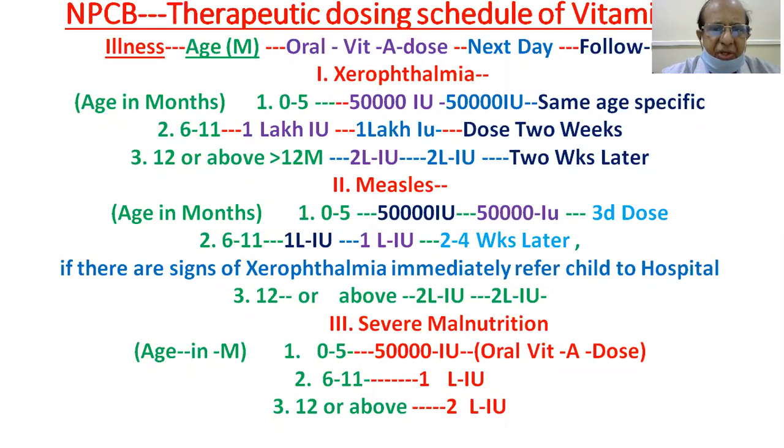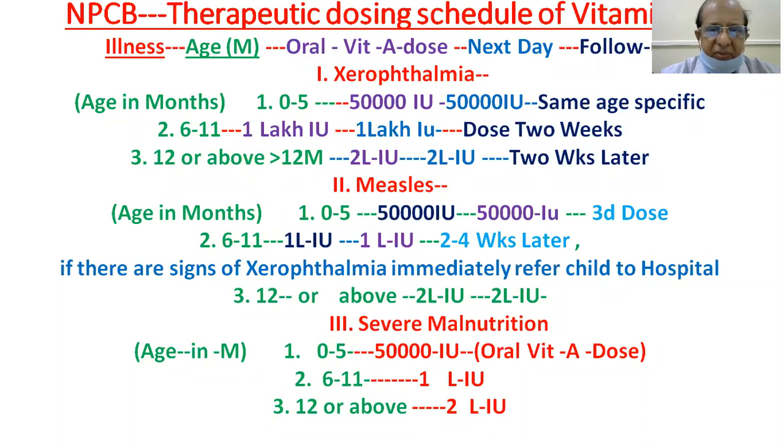For the measles schedule, age 0 to 5 months, 50,000 on the first day, 50,000 on the second day, then a third dose will also be given. Coming to 6 to 11 months, 1 lakh international units followed by 1 lakh next day, then again 2 to 4 weeks later. So initially over 2 days, 2 lakhs for 6 to 11 months and 1 lakh total for 0 to 5 months. The third dose will be given 2 to 4 weeks later.